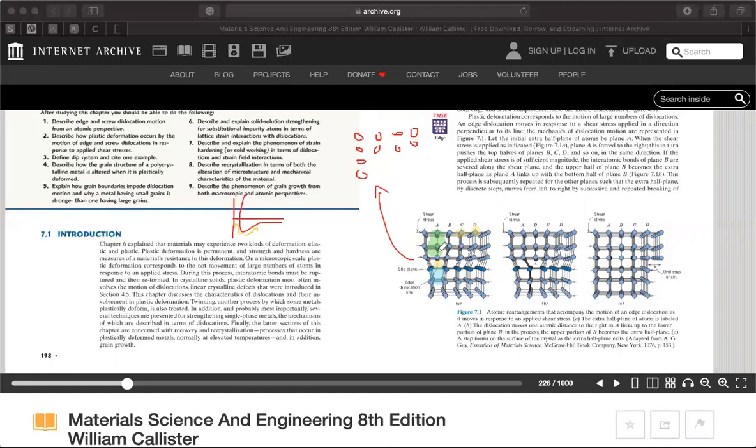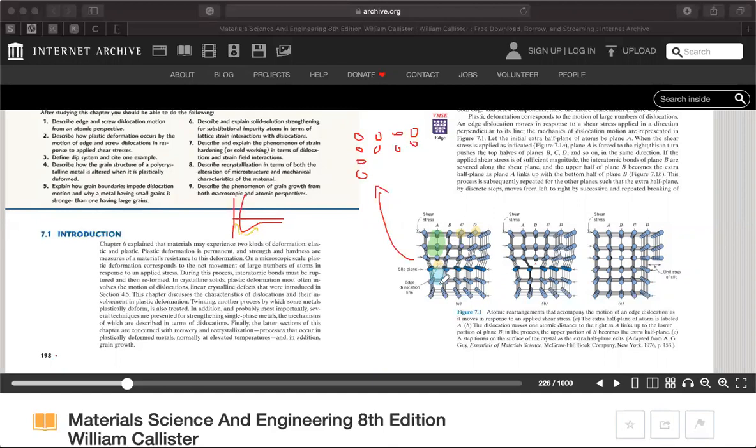Lattice strain means the atoms are shifted from their original position, right? So in a perfect crystal, you're expecting to see a vertical line here, right? But because of the dislocation, the atoms are shifted from the original position. And that shifting will result in some stresses. So in the top, you get a compressive field. In the bottom of the dislocation, you get tensile.